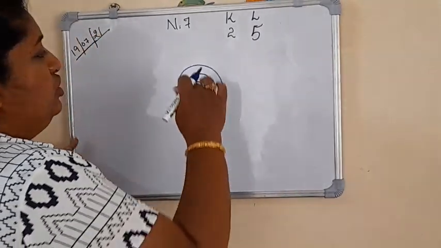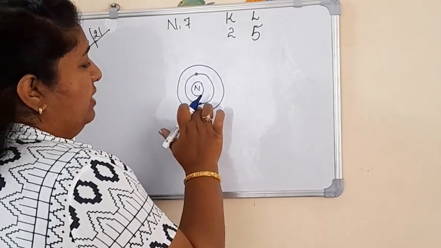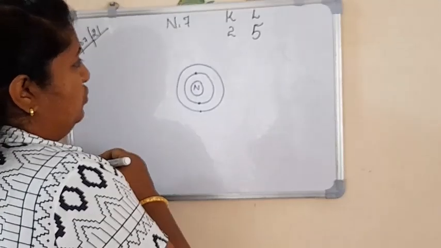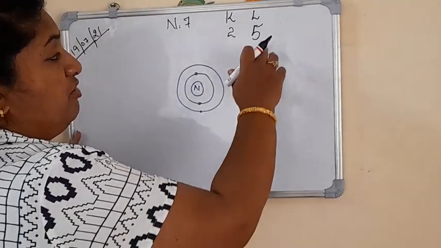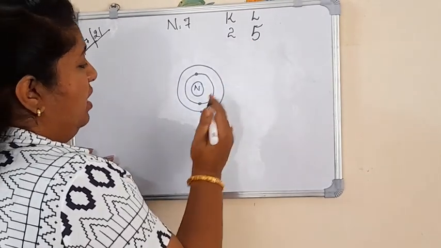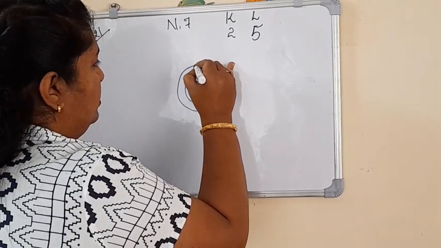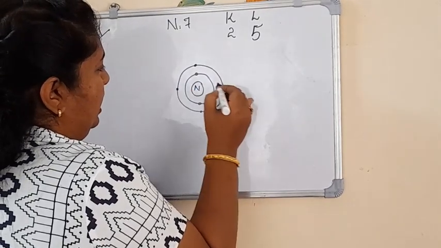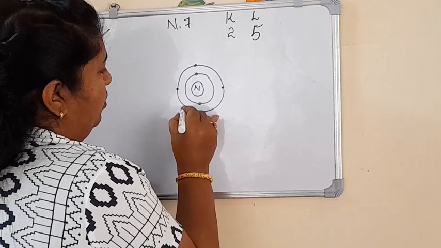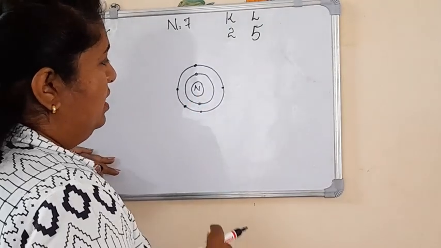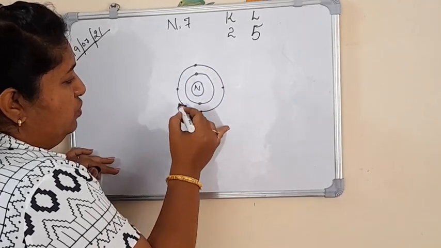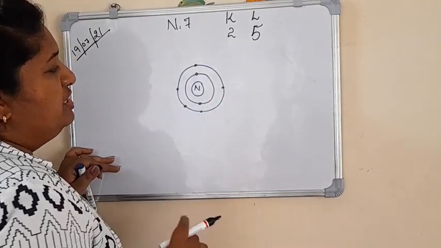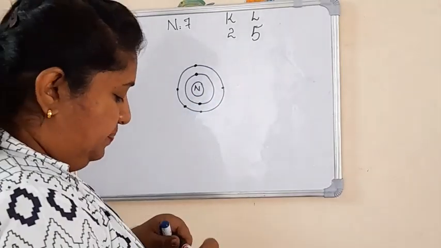Now 2 electrons are already there in the K shell. How many electrons are there in the L shell? 5. 1, 2, 3, 4 and 5. So see, 2 electrons in the K shell, 1, 2, 3, 4, 5 electrons in the L shell.